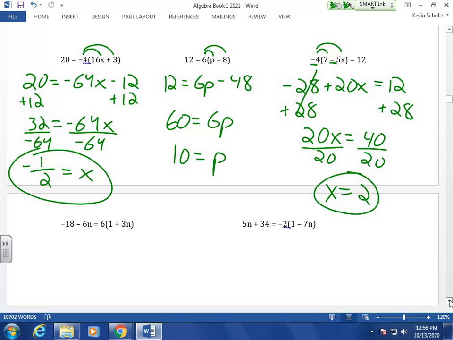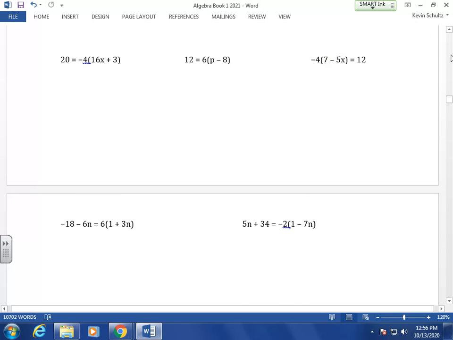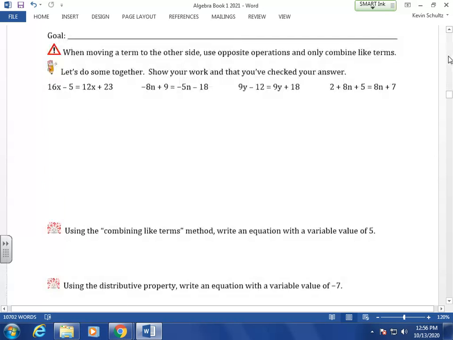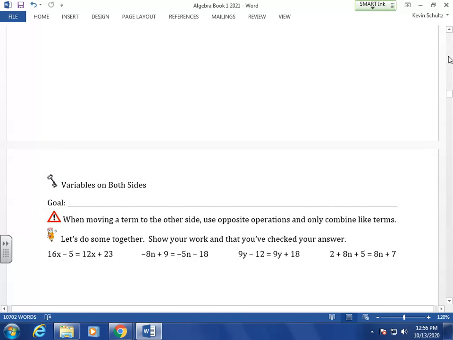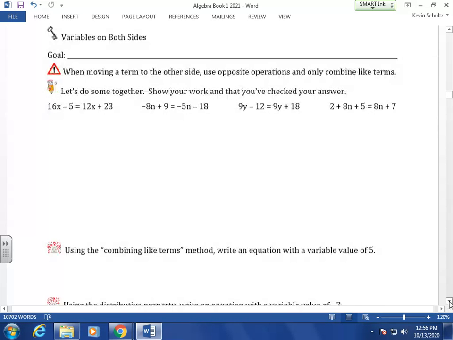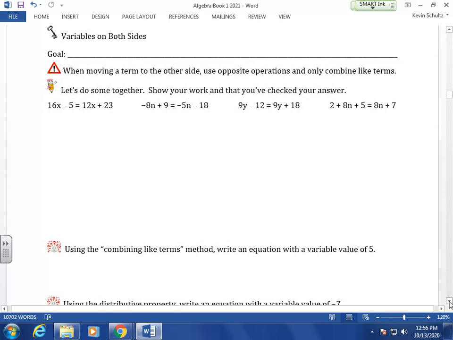Are we ready for variables on both sides? Yeah. Don't be scared. Okay. So I understand from RK that you've had this before, Matthew. Do you have a question? So you've dabbled in variables on both sides equations before, yes?